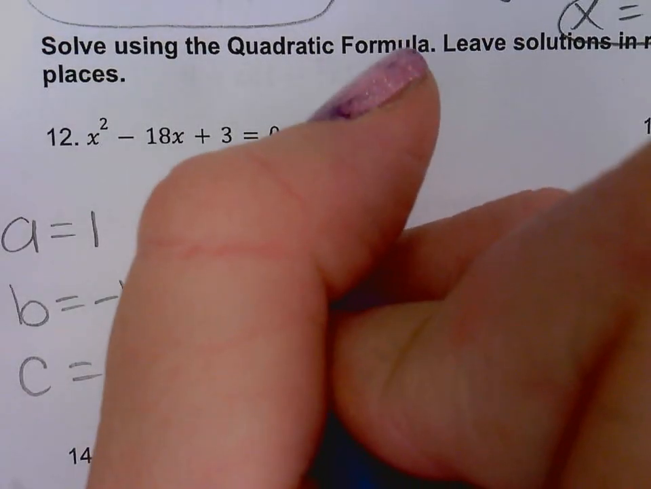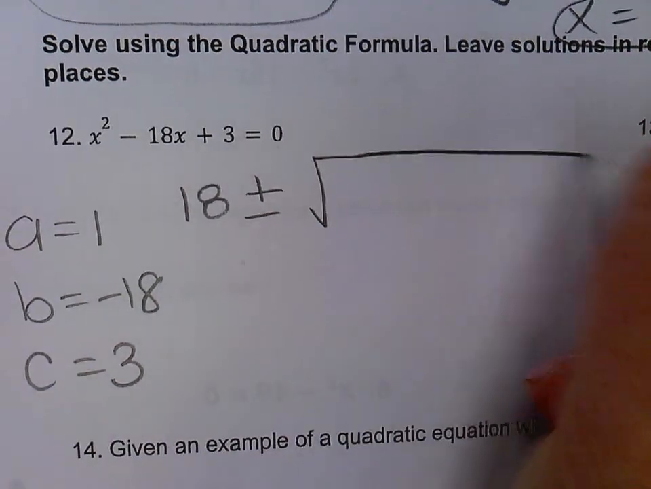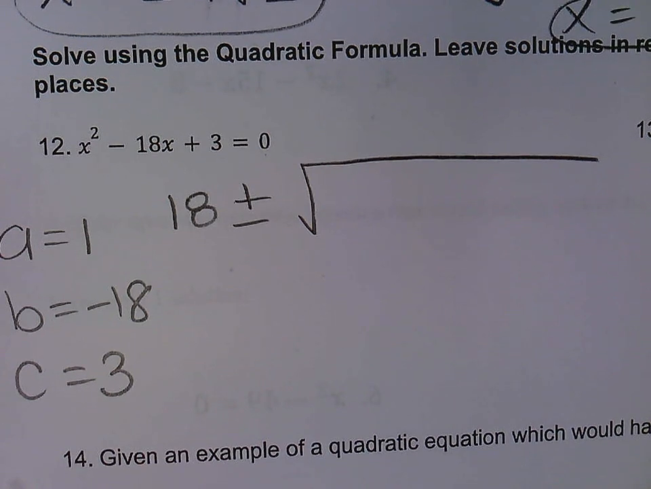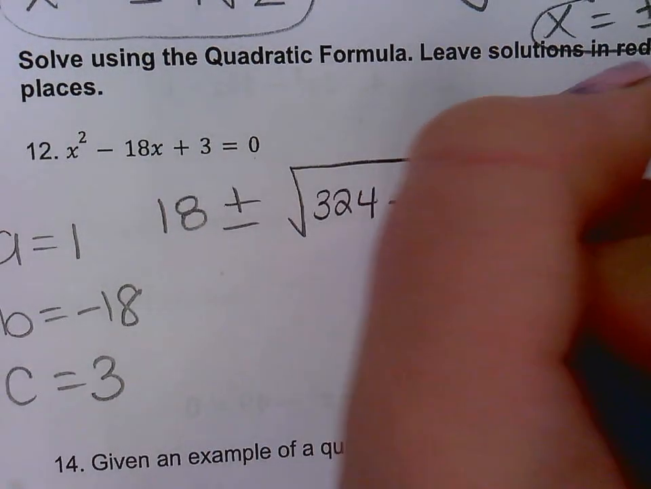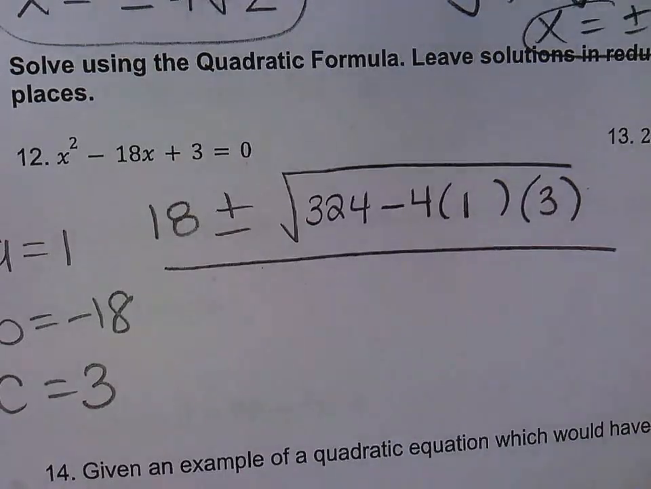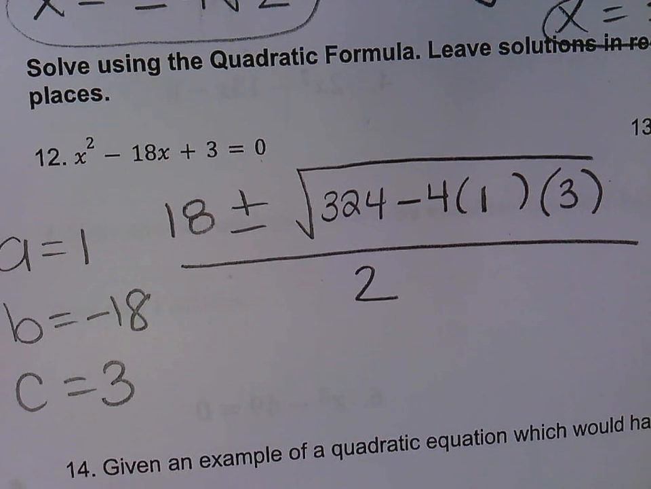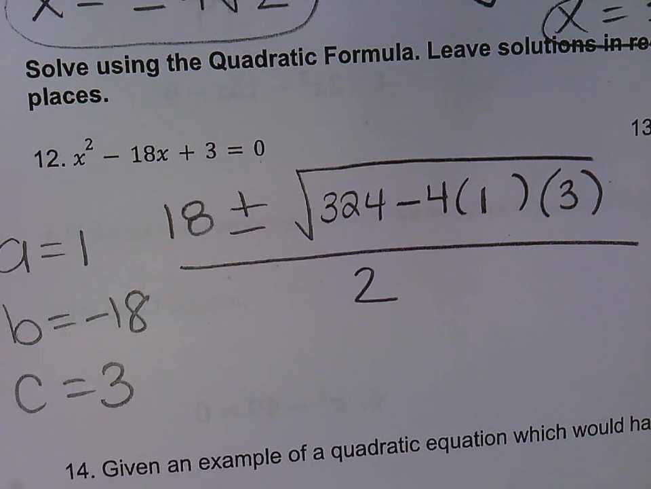So let's see, I do the opposite of b. So that would become positive 18 plus or minus the square root of. I always do this step on my calculator. So what is 18 squared? Because negative 18 times negative 18 will be positive. So it's 324. That's b squared minus 4, A is 1, C is 3. All over 2a would be 2. 324. That's 18 squared.